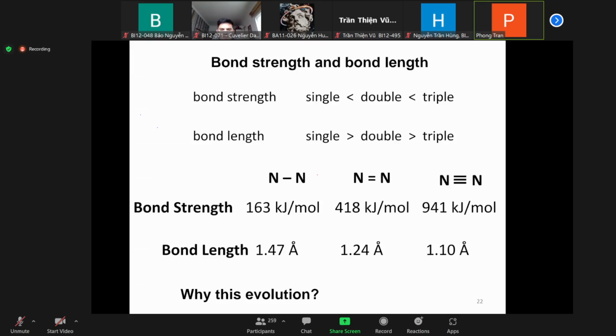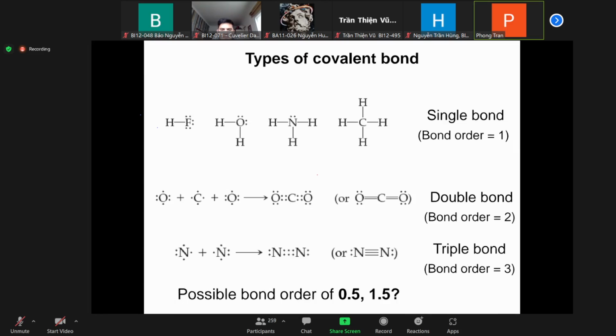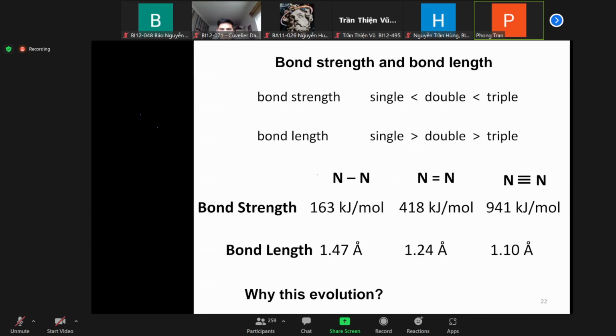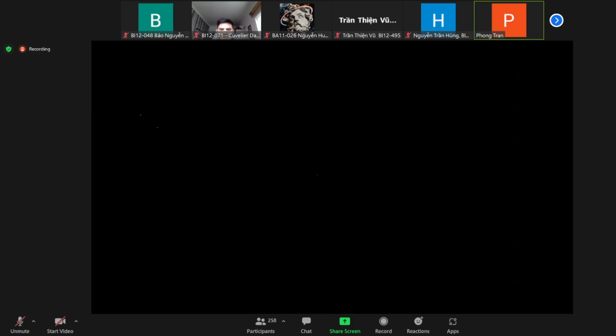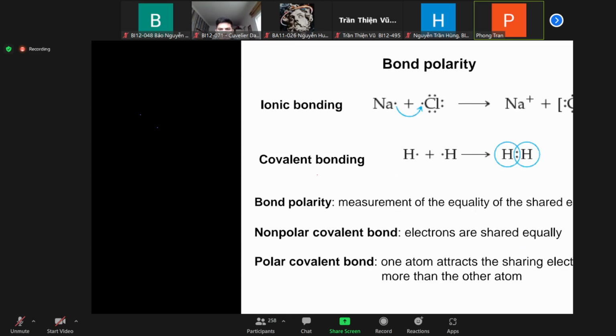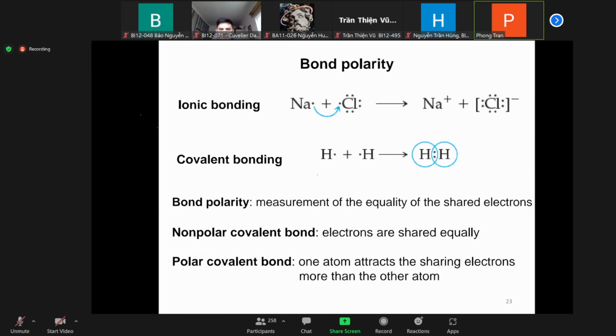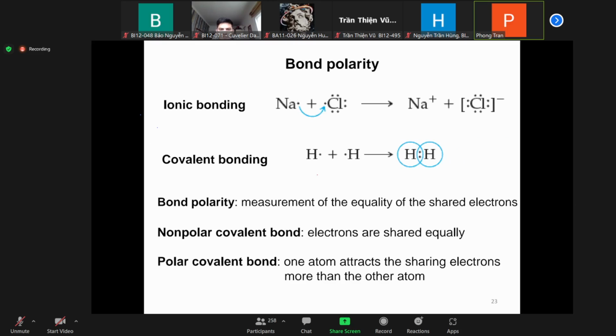Okay, so now we know about the types of bonding. When you go from a single bond to a double bond to a triple bond, the bond strength increases and the bond length decreases. So a single bond is longer than a double bond, and a double bond is longer than a triple bond. Now we move to the last important thing before we stop, the bonding polarity.